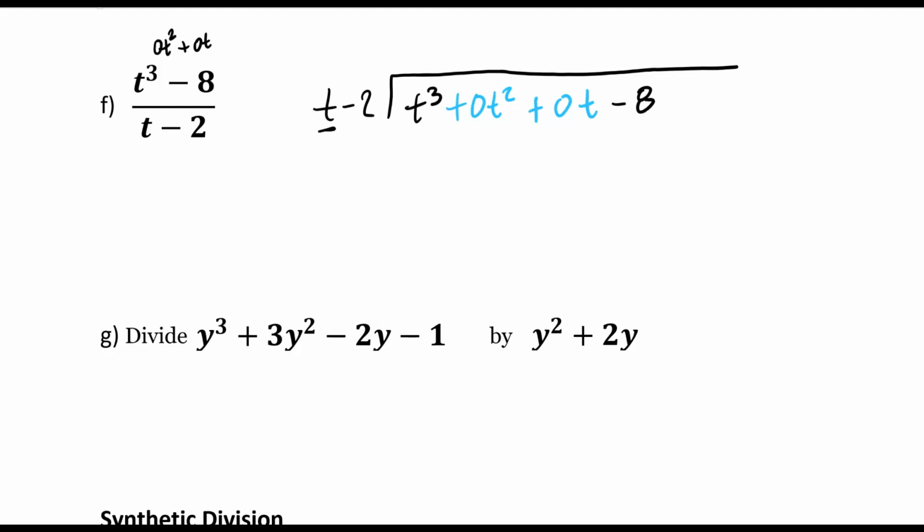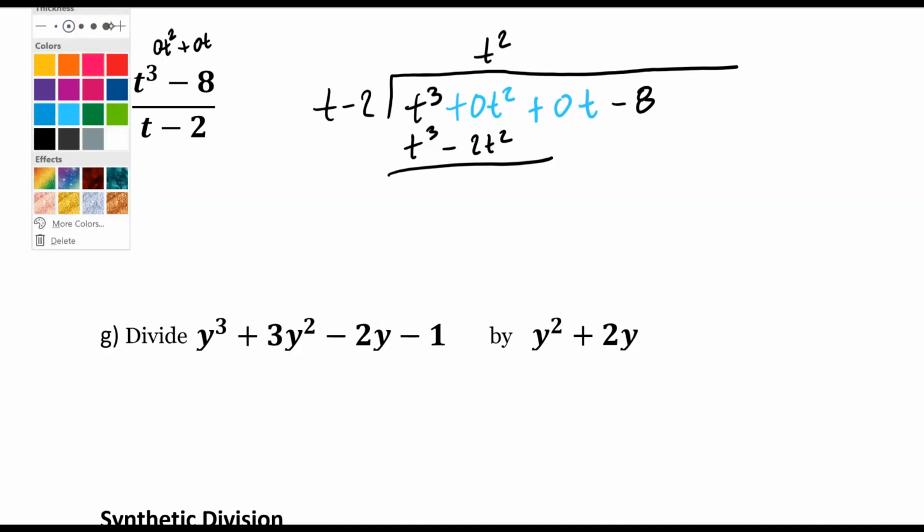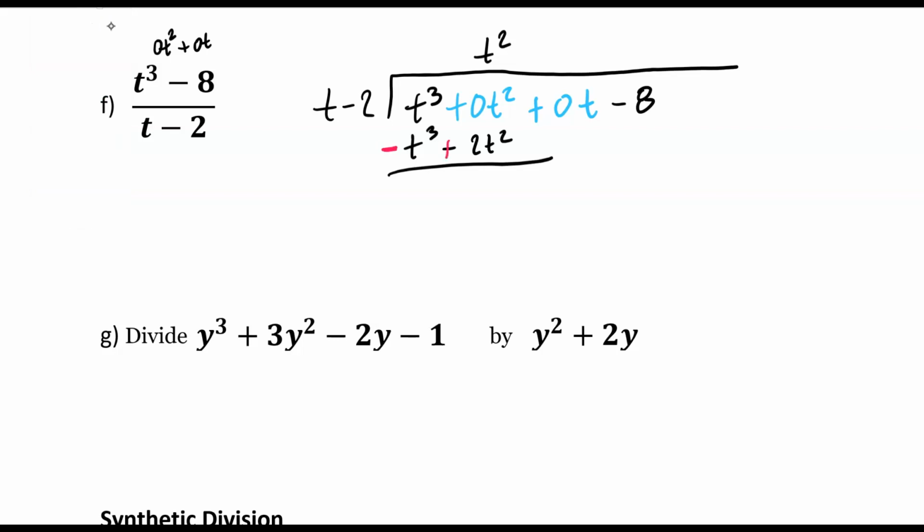Start with t and t cubed. What times t is t cubed? If you said t squared, you are correct. T squared times t minus 2 is t cubed minus 2t squared. And we're going to change our signs. So this becomes minus and this becomes a plus. Now we have 2t squared. We're going to bring down one term, 0t.